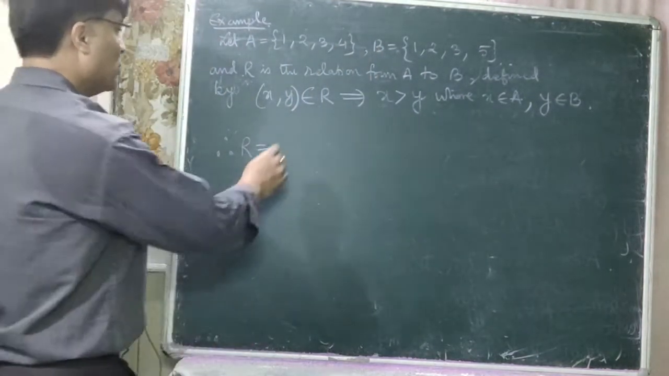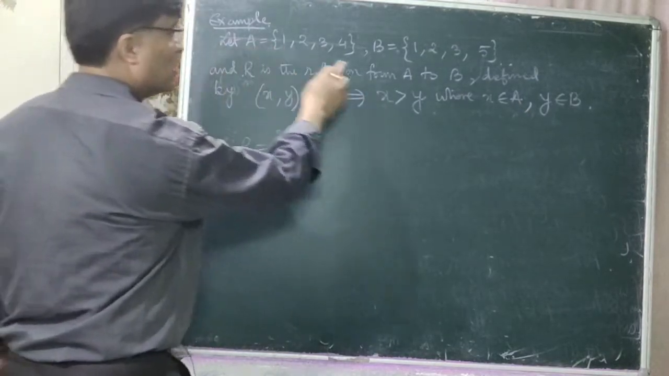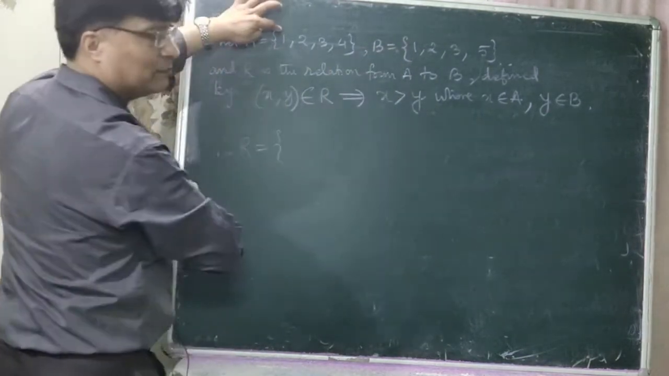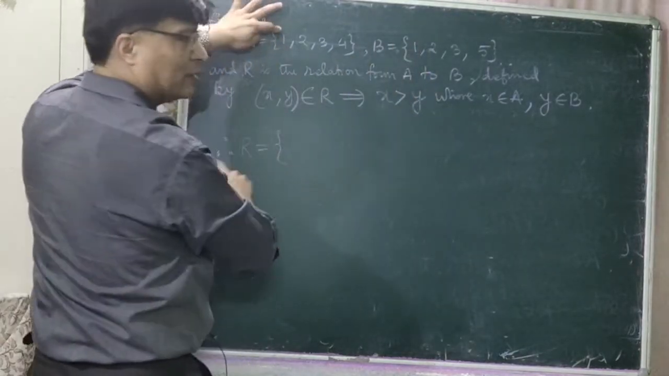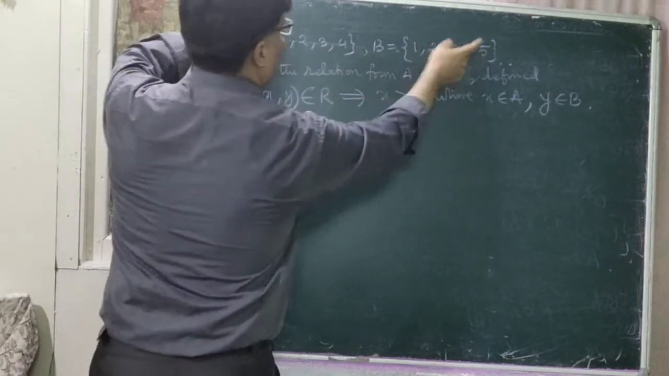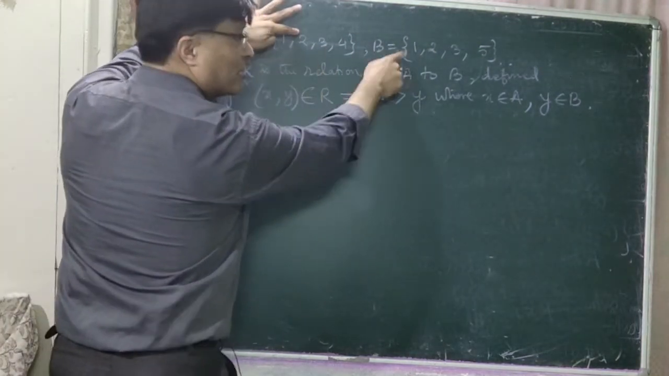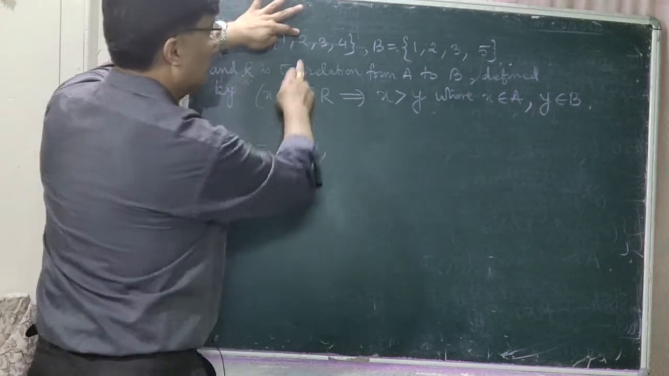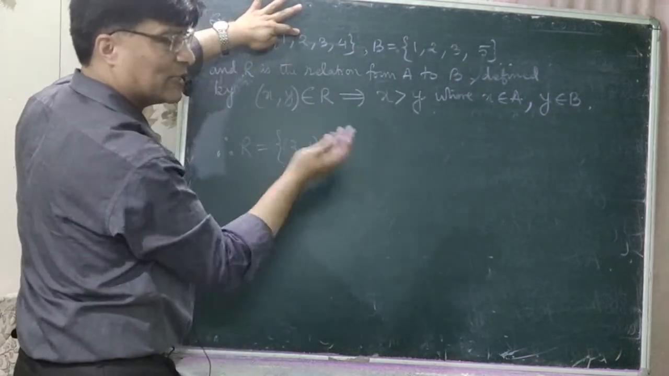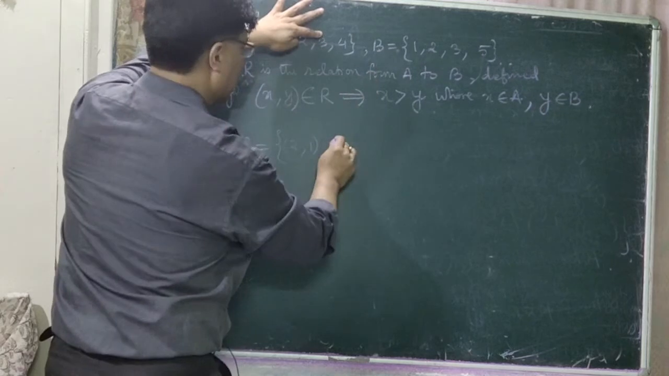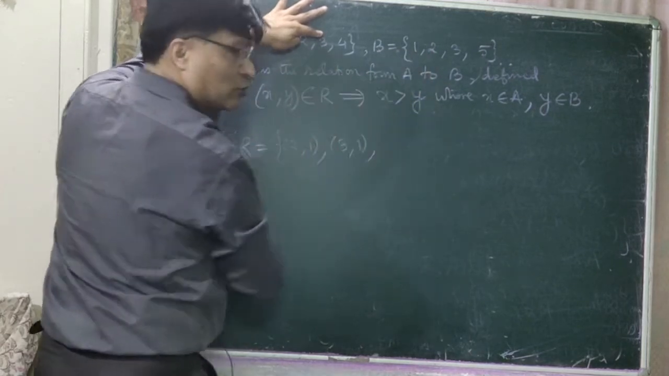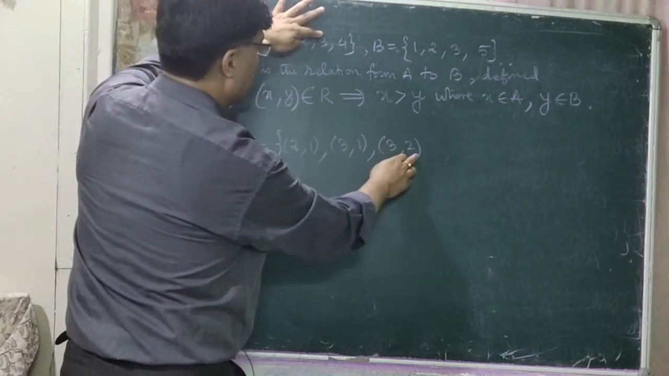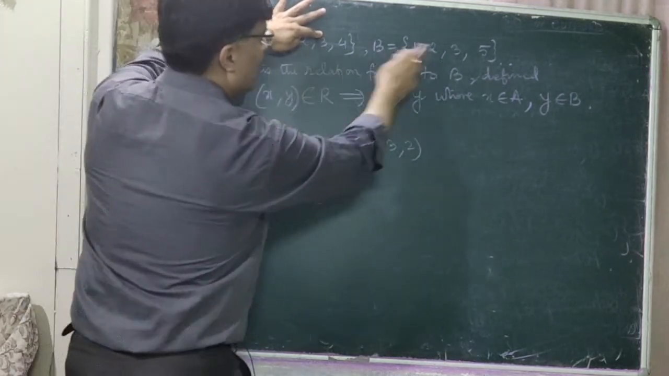Is that clear? So X comes from A, Y comes from B, and X should be greater than Y. So 1, 1 cannot be taken. 1, 2 also cannot, because 1 is less than 2, 1 is less than 3, 1 is less than 5. Next, 2, 1: 2 is greater than 1, you can take 2, 1. But can you take 2, 2? No, they are equal. 2, 3 and 2, 5 also cannot, because 2 is less than 5. Okay? Can you take 3 greater than 1? Yes. Can you take 3 greater than 2? Yes, 3 greater than 2, because the relation is given out here. 3, 3 cannot, they are equal. 3, 5: 3 is less than 5.